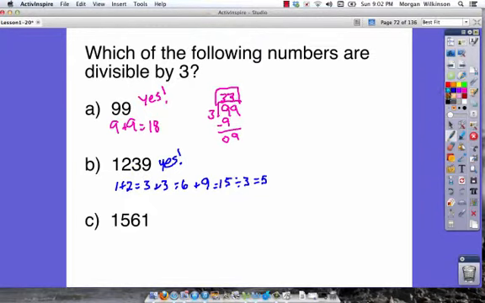Now our final one, 1,561. 1 plus 5 is equal to 6. 6 plus 6 is equal to 12. Plus 1 is equal to 13. Is 13 divisible by 3? 13 divided by 3 would have to be equal to 4 and 1/3. So this one would be no. Okay, so we have our answers. A and B are divisible by 3. C is not divisible by 3.